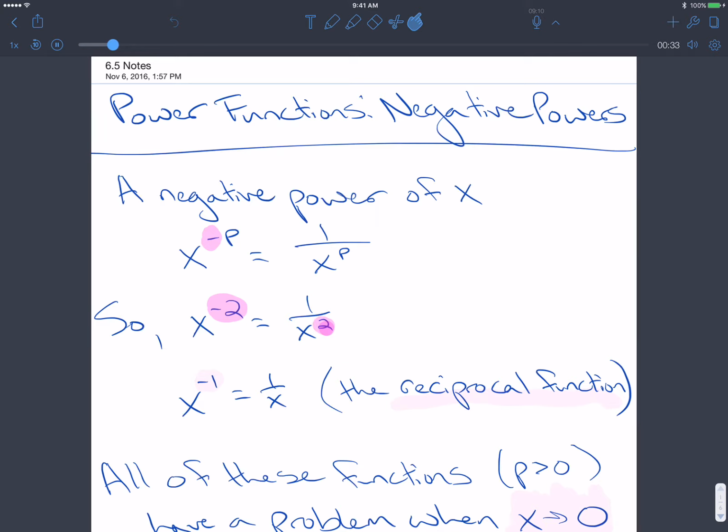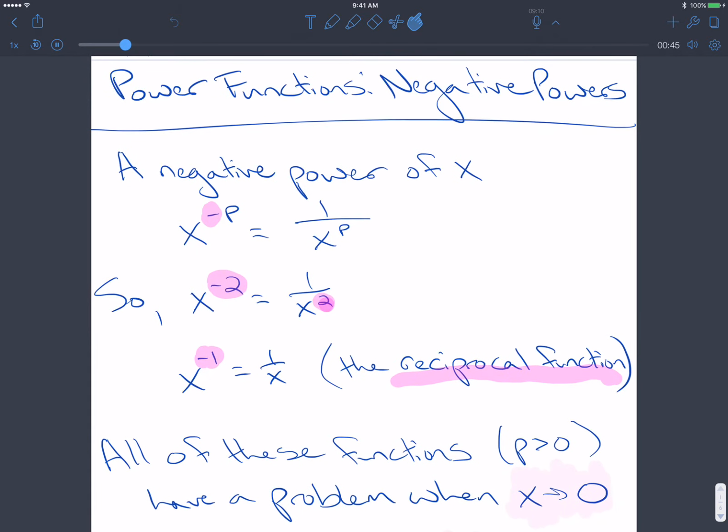And the same goes with x to the minus 1. That is just 1 over x. This is known as our reciprocal function, which we've worked with a bit recently. All of these functions are assuming that p is greater than 0, so that you have a negative power.